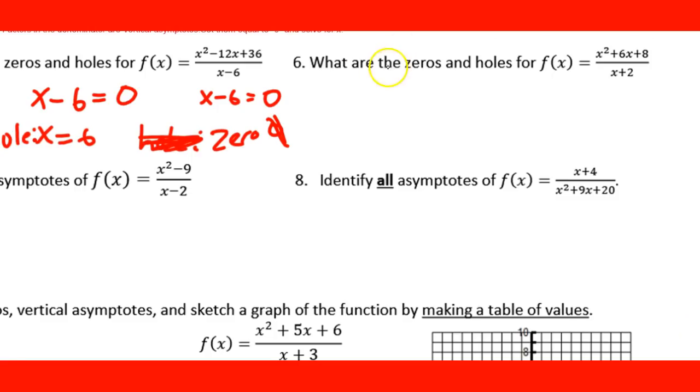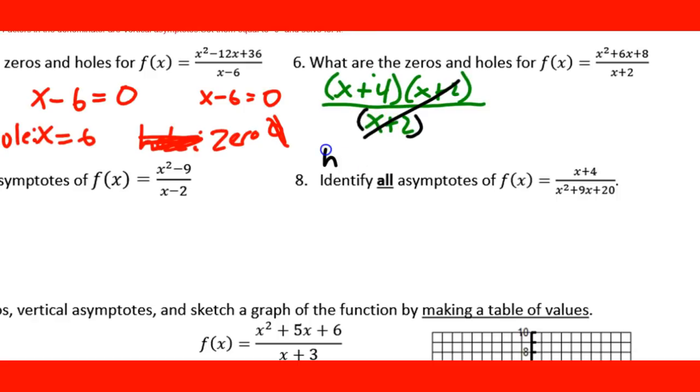For this next example, it says, what are the zeros and holes? So again, we're going to factor this thing right here: x plus 4 and x plus 2, divided by x plus 2. Ask yourself, are there any factors that you can cancel out? There are. You can cancel out x plus 2. That's going to be our hole. We take that factor, set it equal to 0, and solve it. You get x equals -2.